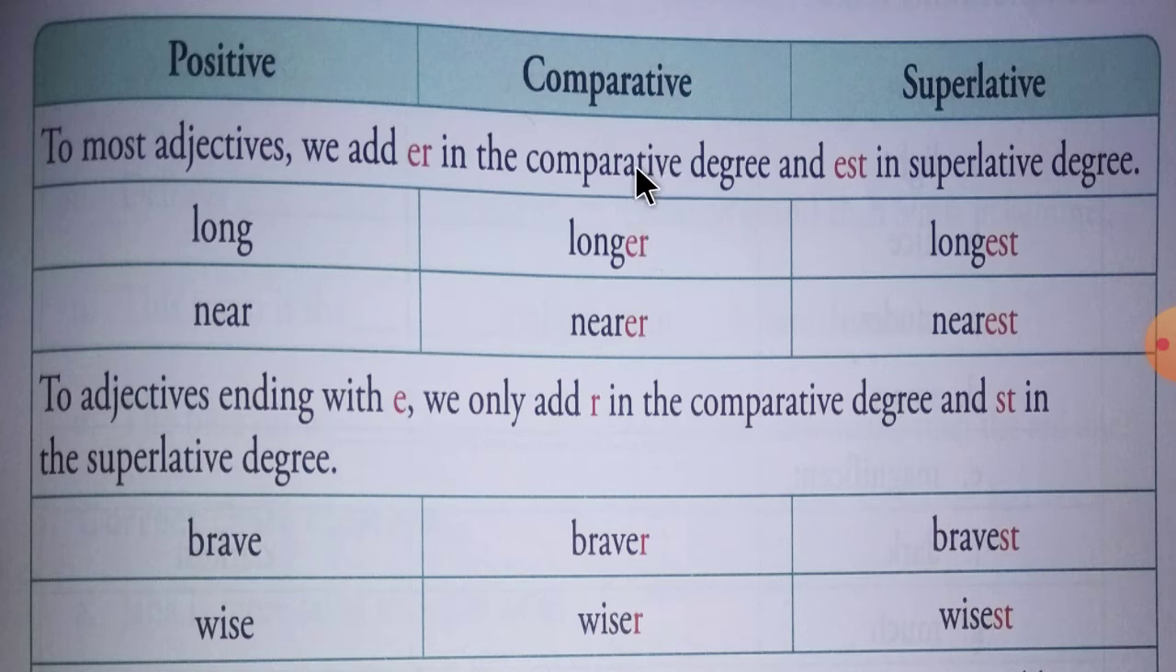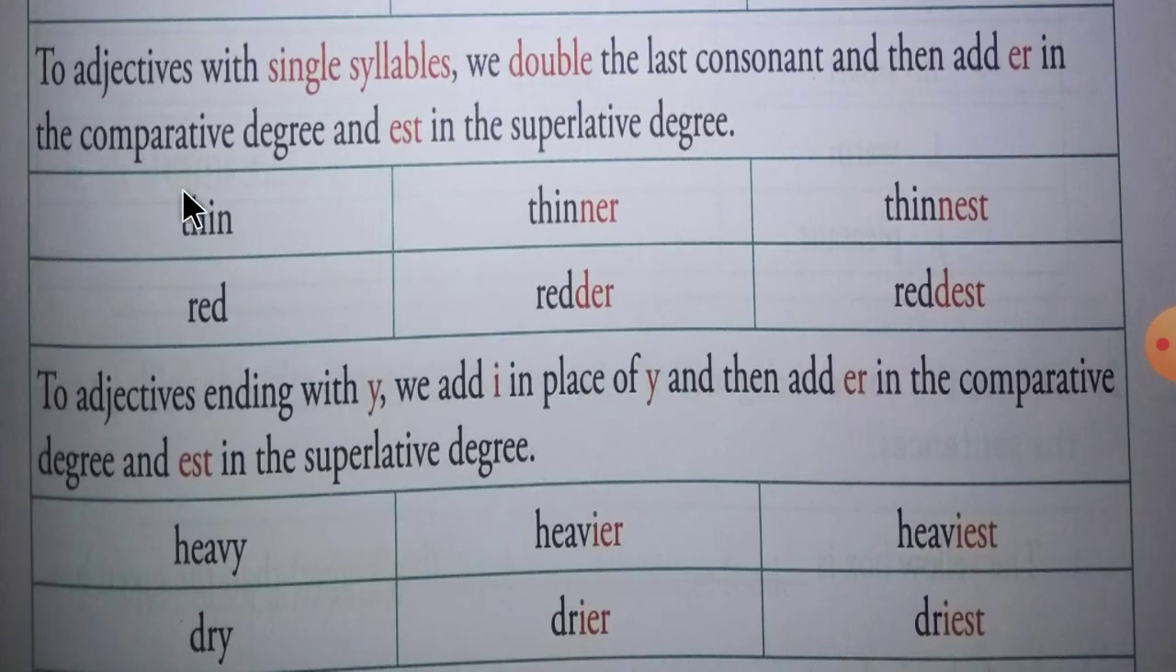We have completed first and second. Now third point. It is here: two adjectives with single syllables, we double the last consonant and then add er in the comparative degree and est in the superlative degree.